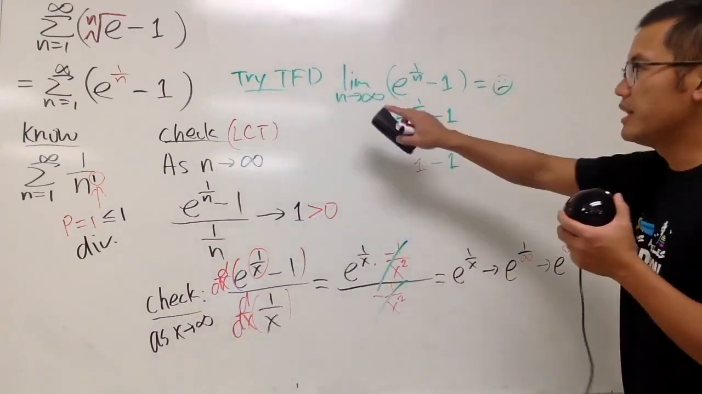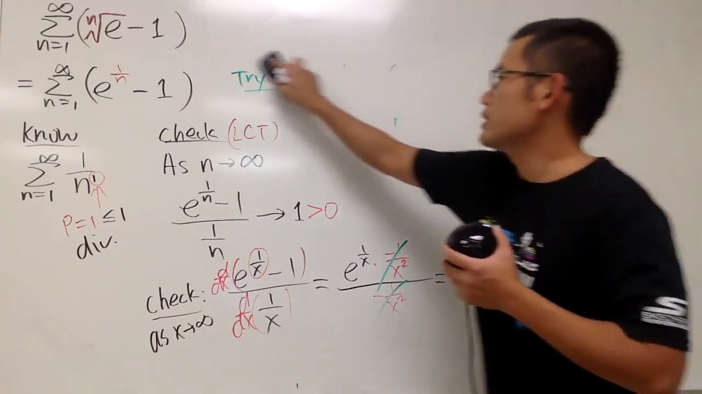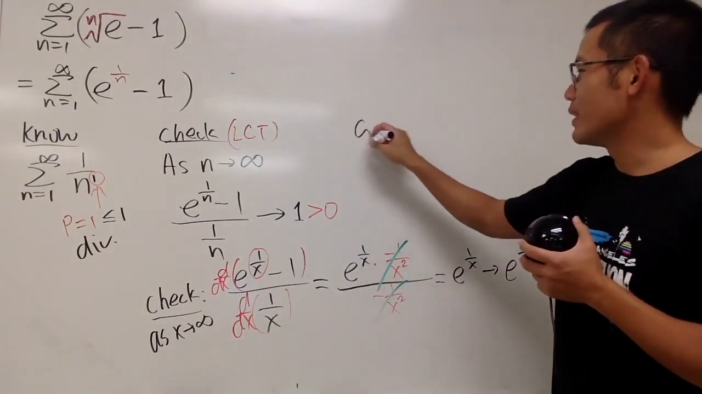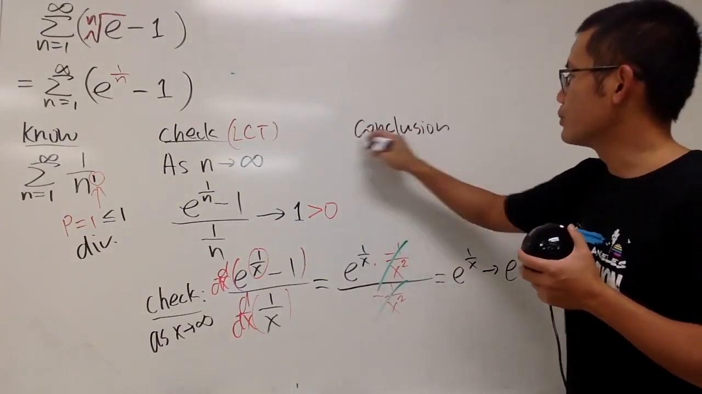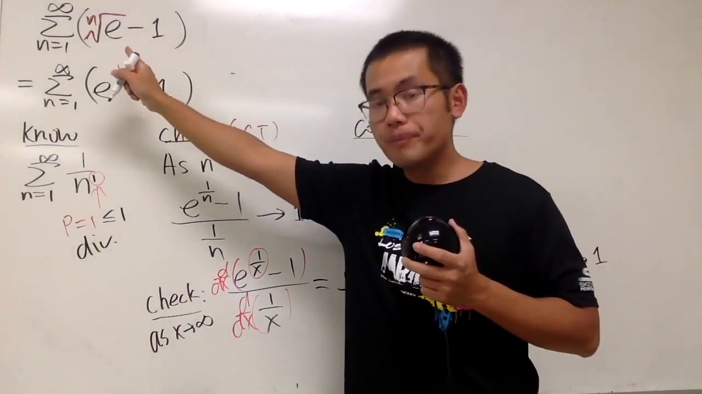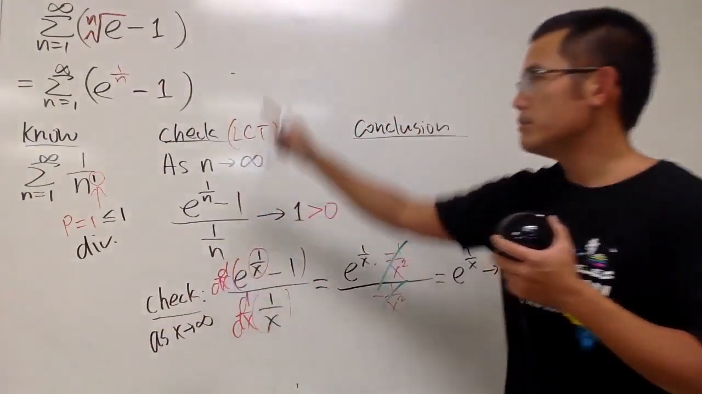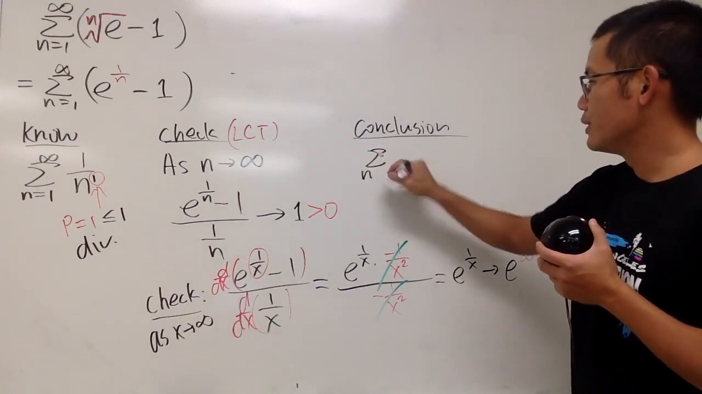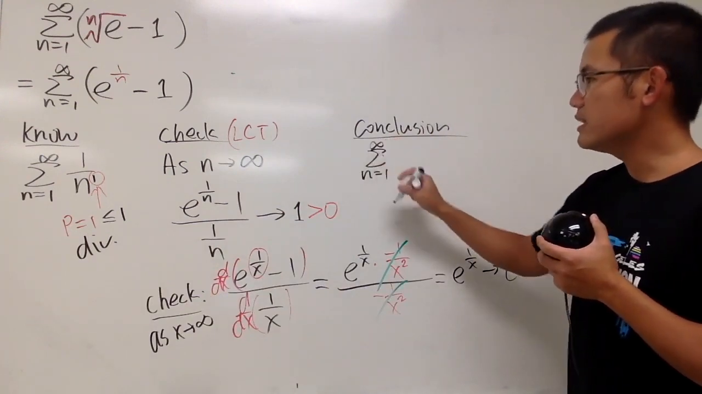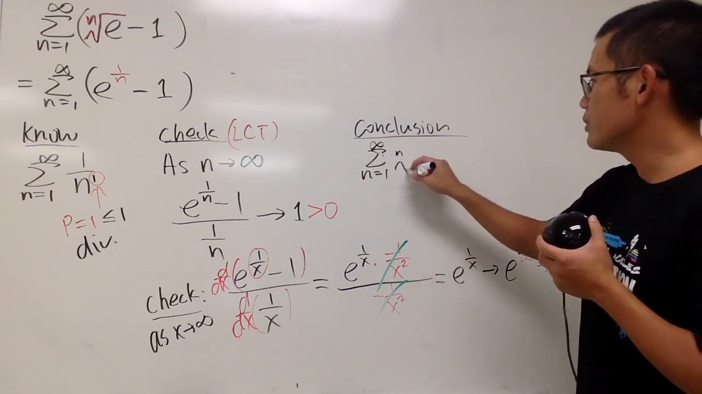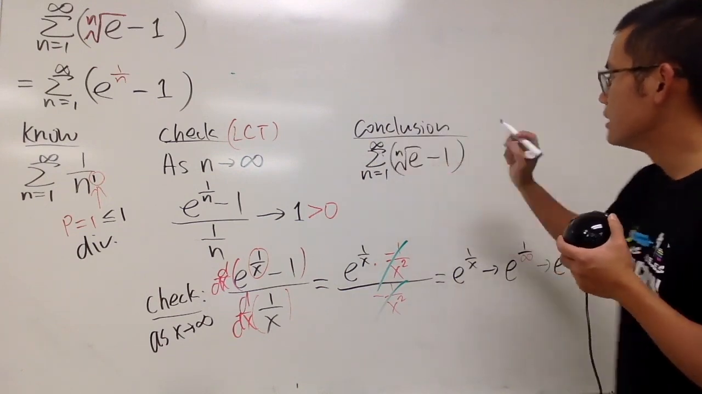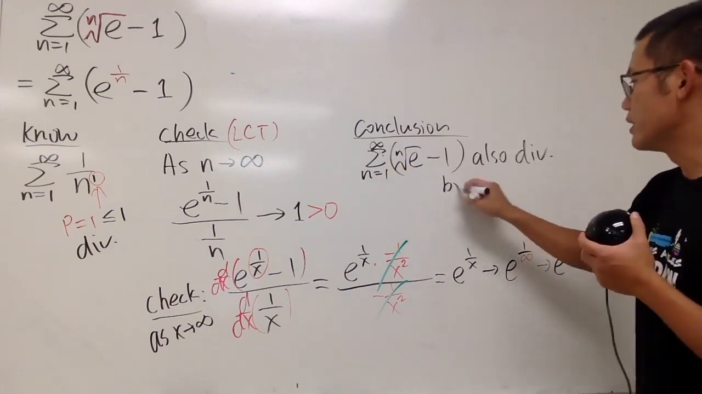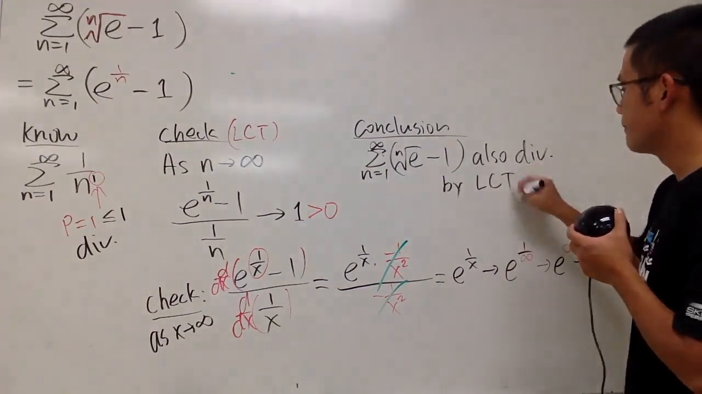So for the test for divergence, it didn't work. We'll just erase that and pretend that it didn't happen. And right here, we'll just go ahead and write down our conclusion. And the conclusion is the one that we're trying to do has the same conclusion as that, namely also diverges. So let me just put it down. Sum as n goes from 1 to infinity, and we have the nth root of e minus 1 on the outside. This right here also diverges, and the reason is because we did the limit comparison test like this.